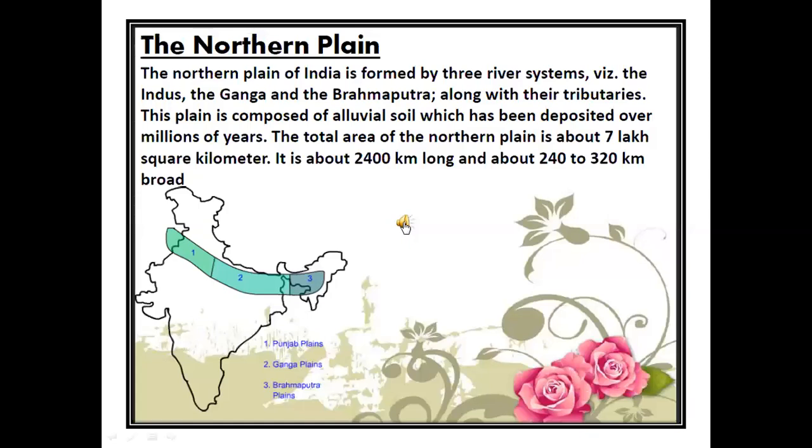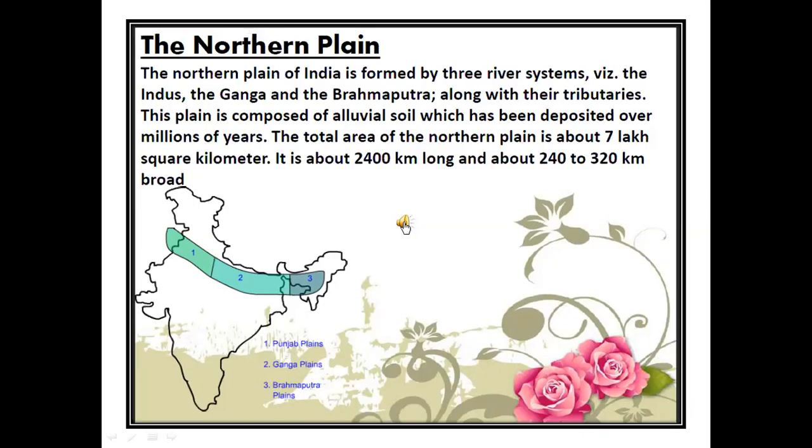The northern plain has been formed by the interplay of the three major river systems, namely the Indus, the Ganga, and the Brahmaputra, along with their tributaries. This plain is formed of alluvial soil. The deposition of alluvium in a vast basin lying at the foothills of the Himalaya over millions of years formed this fertile plain.